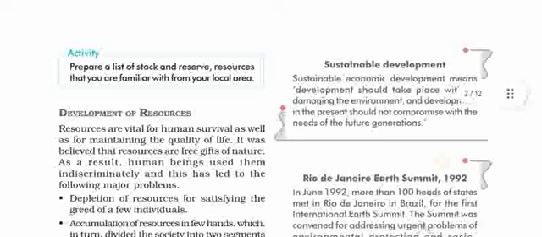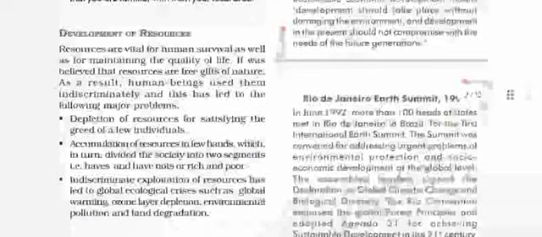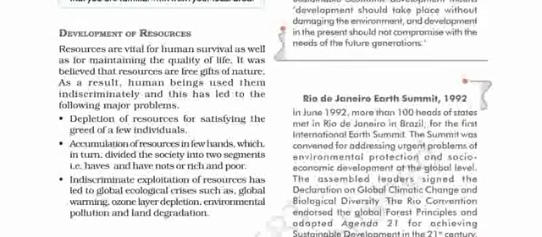Sustainable development. Sustainable economic development means development should take place without damaging the environment, and development in the present should not compromise with the needs of the future generations. Rio de Janeiro Earth Summit 1992.